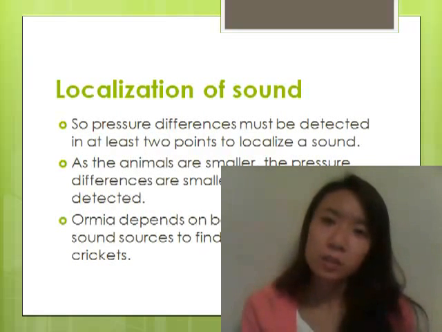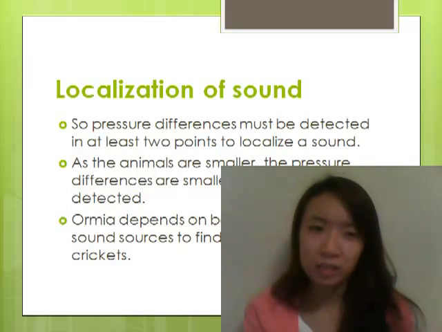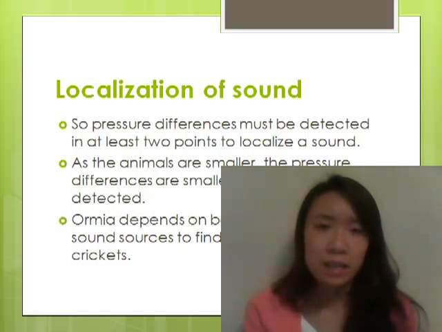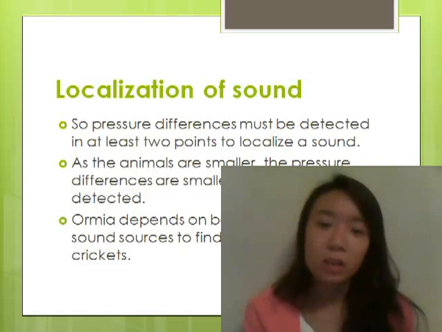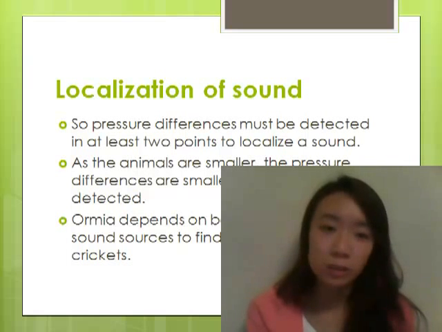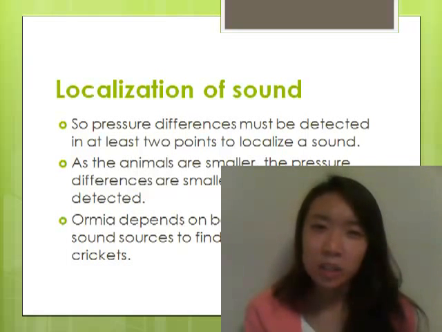So how does Ormia do that? How does the localization of sound work? Generally, pressure differences must be detected at at least 2 different points to localize a sound. As animals are smaller, the sound pressure differences are also smaller and harder to detect. But a small animal like Ormia, which depends on this capability of detecting sound sources to find mates and food, must have this capability to do it.